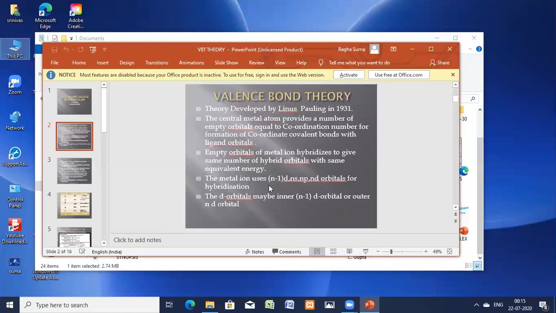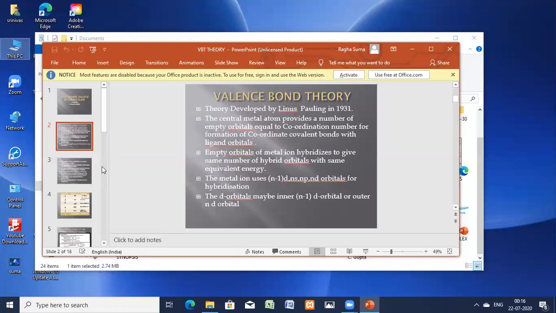So the metal ion uses s, p, d orbitals, as I have explained. And that d can be the inner one and it can be the outer one. If it is n, then you call it outer. If it is n-1, you call it the inner d orbital.